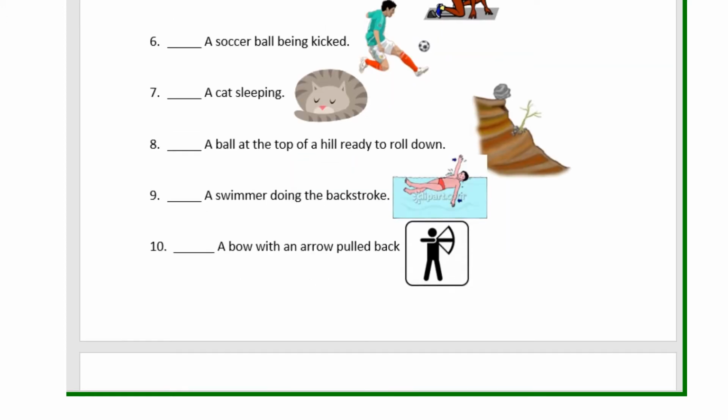Number 9, a swimmer doing the backstroke. Number 10, a bow with an arrow pulled back.